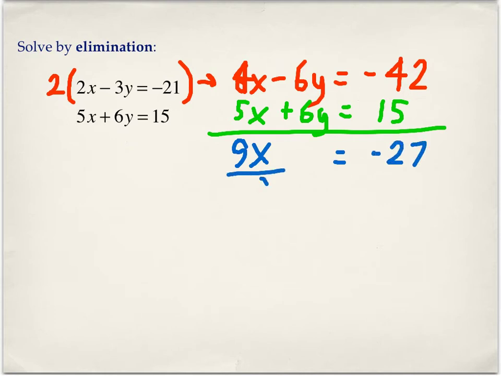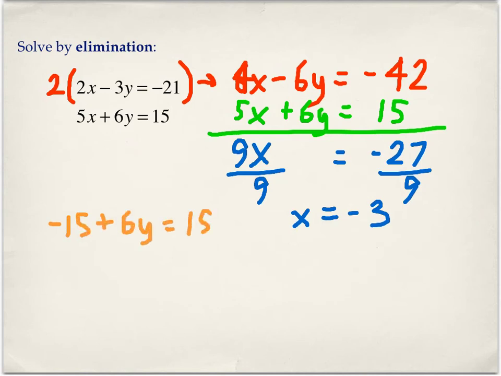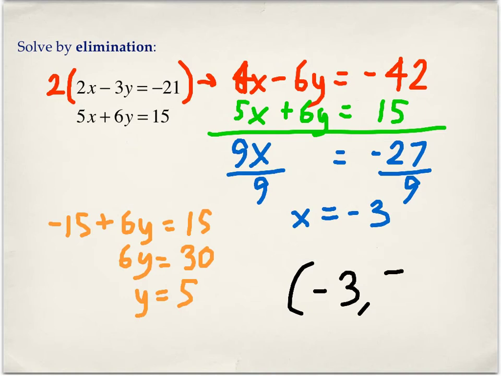Now I have an equation here I can solve fairly readily. X will be negative 3. And then I can just take this negative 3 and put it back in any equation and figure out what y is. I guess I'll go to the bottom one here. So 5 times negative 3 is negative 15 plus 6y equals 15. I'm going to add 15 to each side, so 6y equals 30. And so y will be 5. Therefore, the solution for this system will be the ordered pair negative 3, 5.